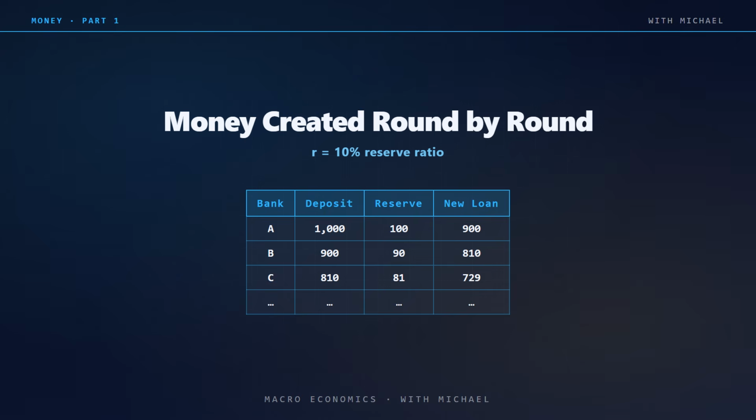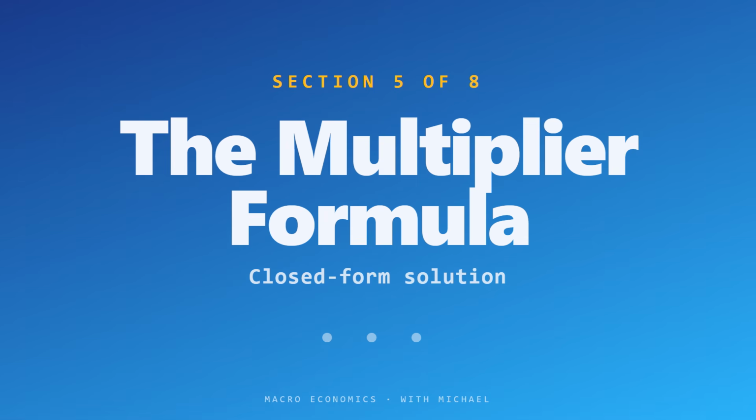Each round, the new deposit is 90% of the previous round. The total money in the system grows step by step. Section 5. The money multiplier formula. We do not need to draw infinite T accounts. We can solve the cascade with one beautiful formula.